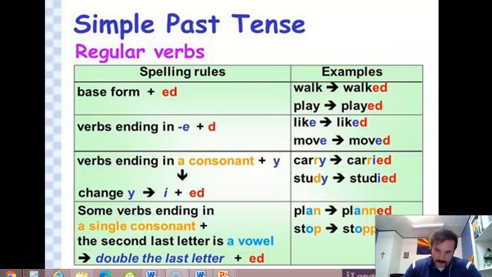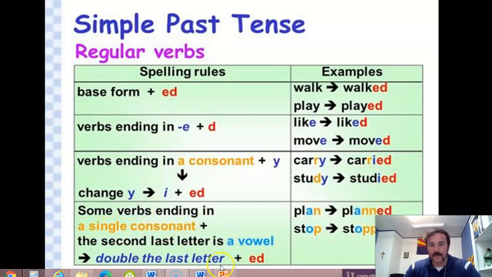But there are a few more spelling rules. Okay? If the base verb already ends in e, like move, then you just add the d, because it already has e. Still ends in ed, but you don't want to add a second e. It doesn't look right. We did talk about this briefly too. If it ends in a consonant and y, like carry or study, change the y to i and add ed.